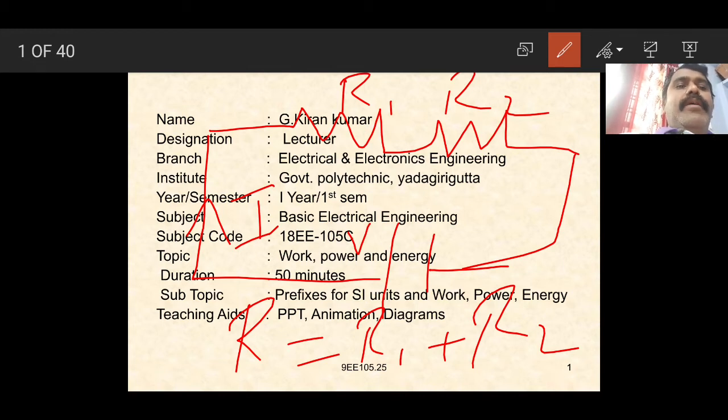Here the resistance R is equal to R1 plus R2. When we apply the voltage, the current flows through the circuit. Some work is done by passing the current through the two resistances R1 and R2.